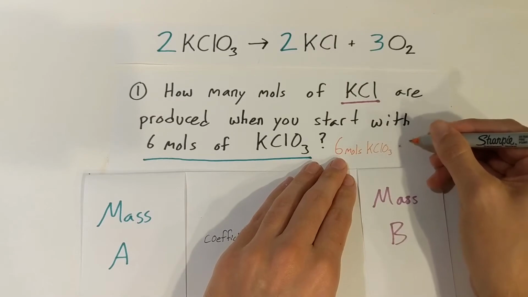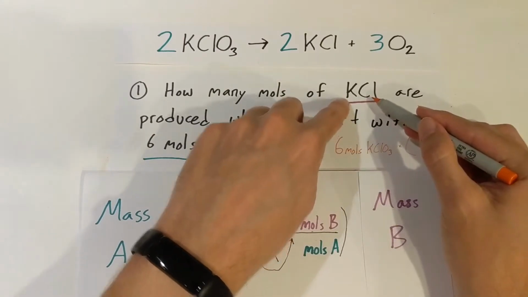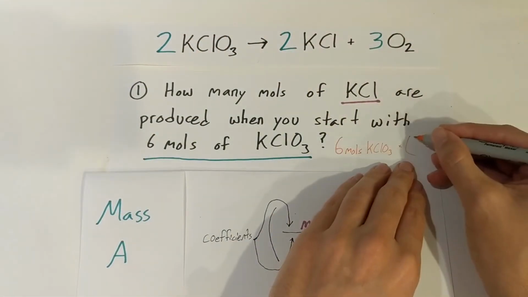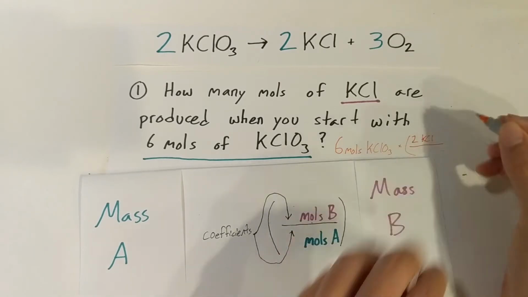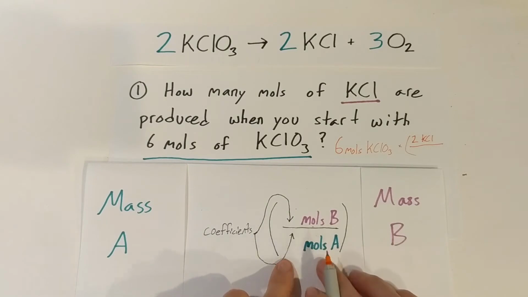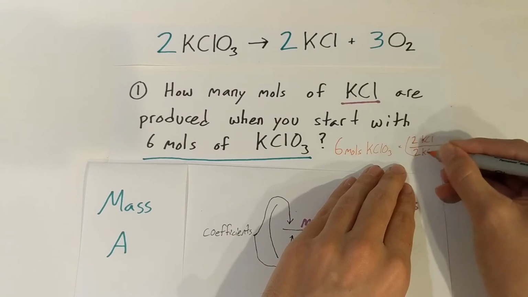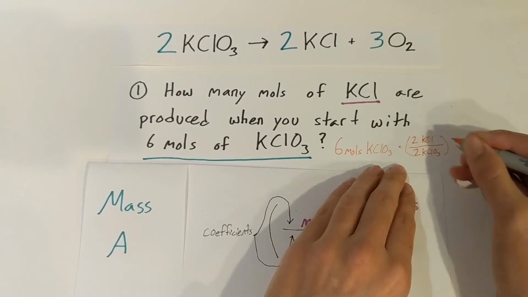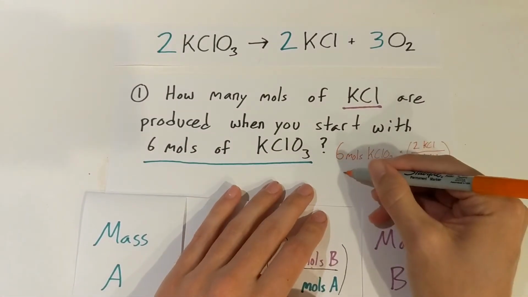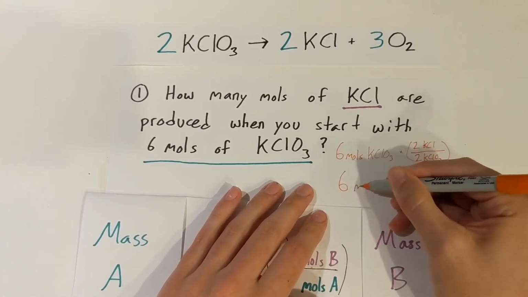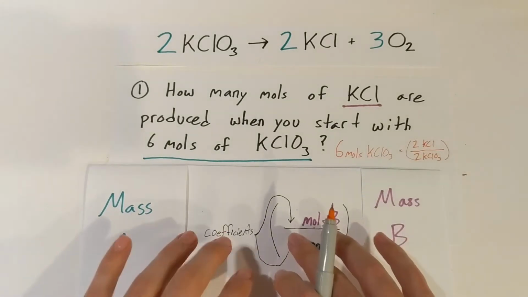And then we would multiply by moles of B on top. So we think KCl, we're only going to take the coefficient. So it'll be 2 on top. And then the coefficient of moles A on the bottom. So it would be 2 on the bottom. So if you did that math, your answer would be 6 moles of KCl. So that's how you would solve it using this.